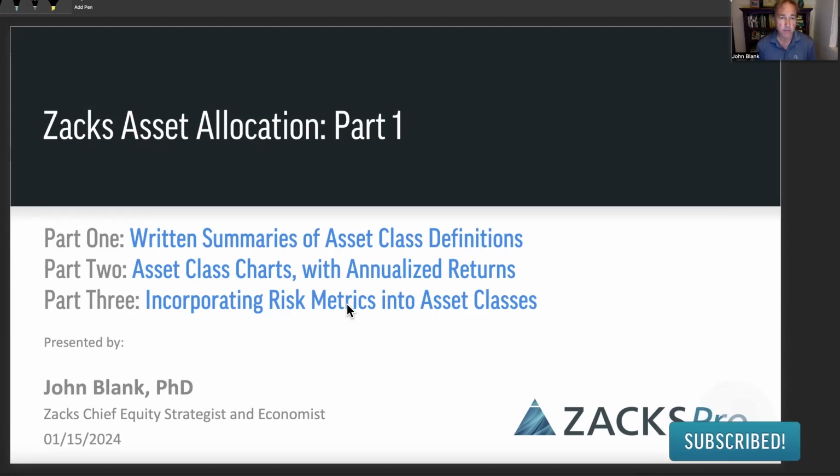So part one will be the written summaries of asset class definitions. Part two will be asset class charts with their annualized returns. Annualized returns are critical, and I will be highlighting that. Part three, I will incorporate risk metrics into the major asset classes, of course, stocks and bonds particularly. So let's get going.